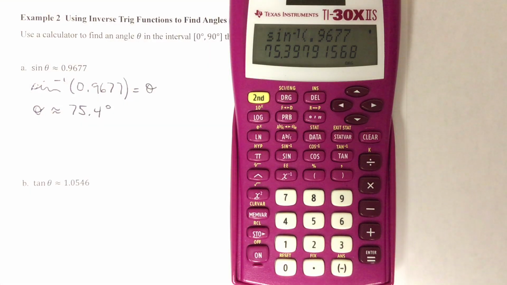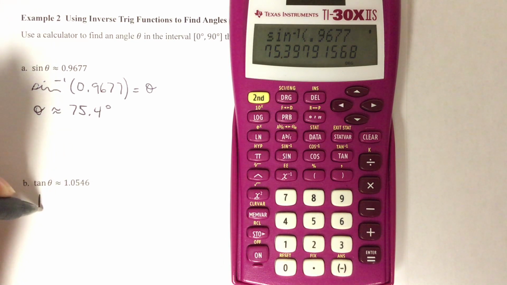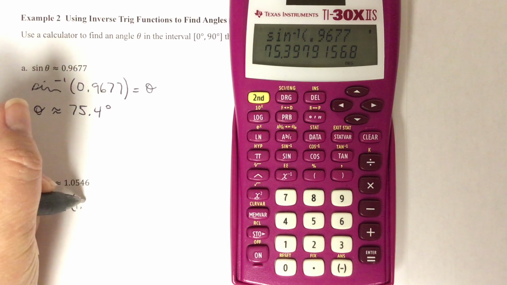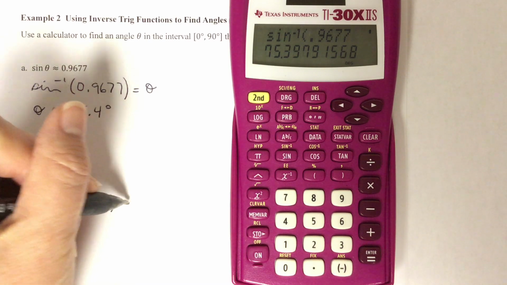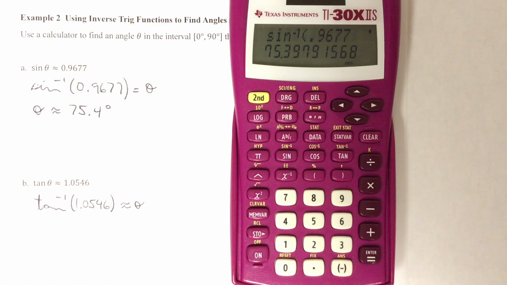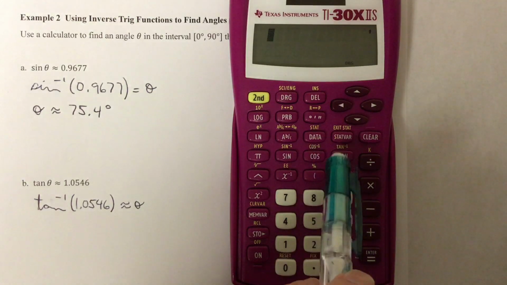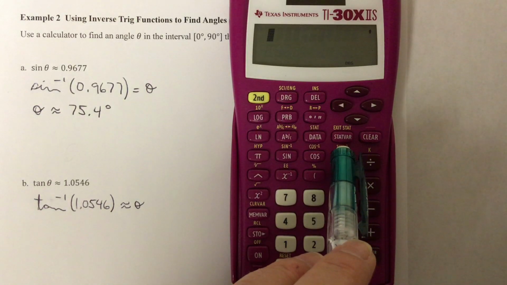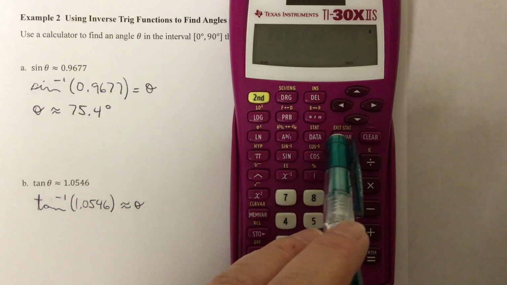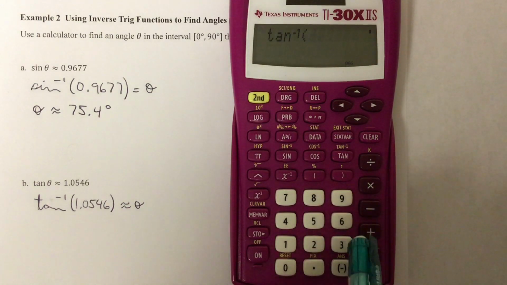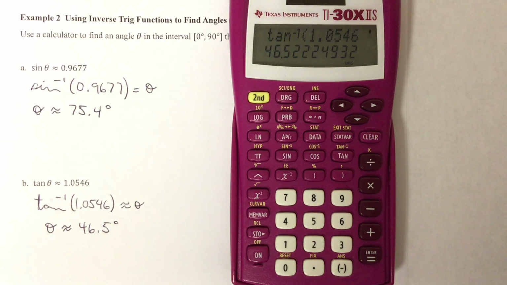Okay, for part B, same thing. Tangent of theta is approximately 1.0546, and that means that the tangent inverse of 1.0546 is approximately equal to our theta that we're looking for. And now I can enter that in the calculator. So I want this inverse tangent here, so I'll go second function, tangent, and then enter the tangent value, 1.0546 equals, and we can see theta is approximately 46.5 degrees.